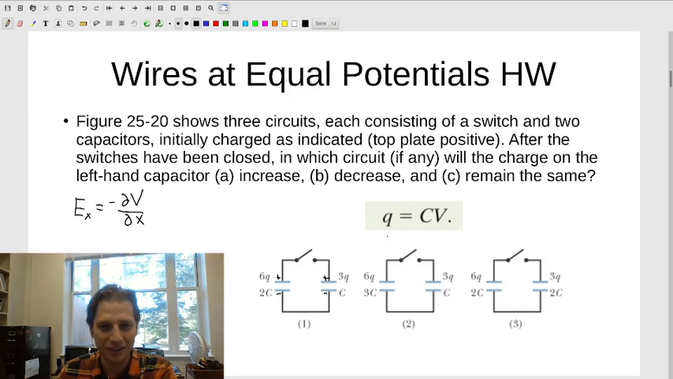So let me say that again. V equals Q over C.